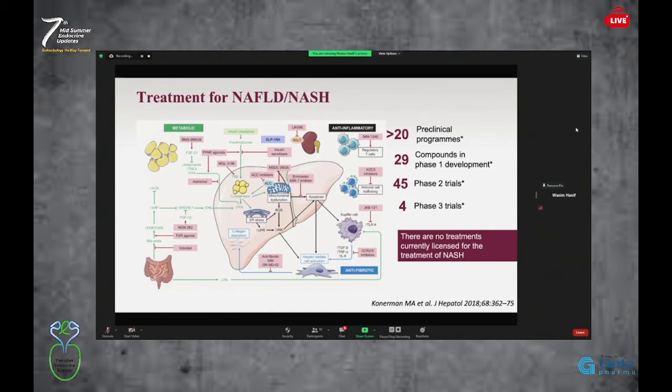Currently there are greater than 20 preclinical programs globally. 29 compounds are in phase 1 study, 45 in phase 2 studies, and 4 in phase 3 trials. But unfortunately, still, there are no treatments currently licensed in the UK for the treatment of NASH.